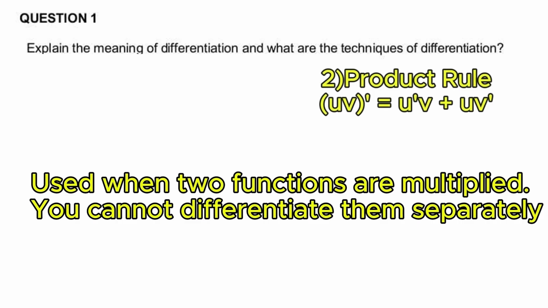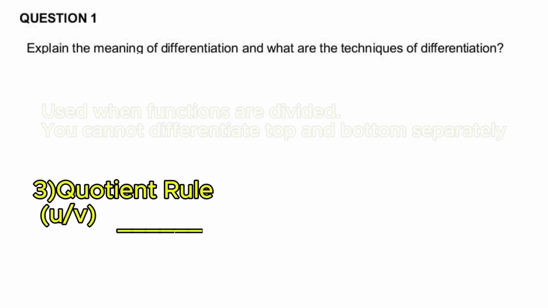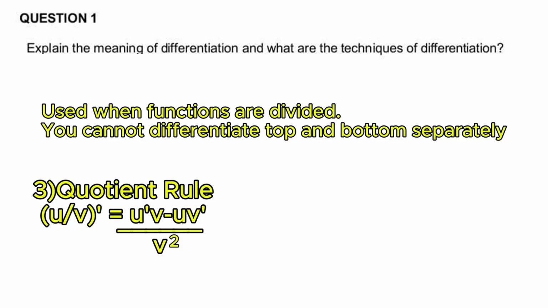Number 2, product rule. Used when two functions are multiplied. You cannot differentiate them separately. The formula is (uv)' equal u'v plus uv'. Number 3, quotient rule. Used when functions are divided. You cannot differentiate top and bottom separately. Formula (u over v)' equal u'v minus uv' over v squared.